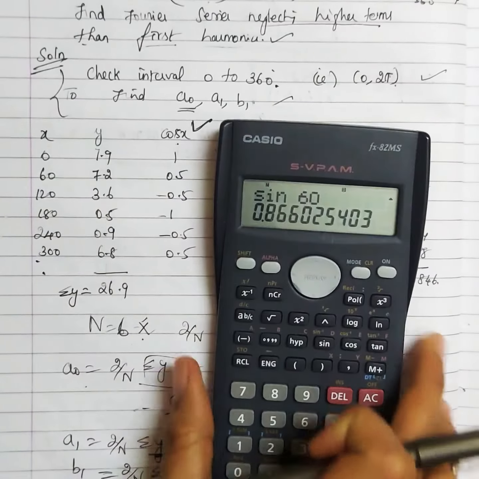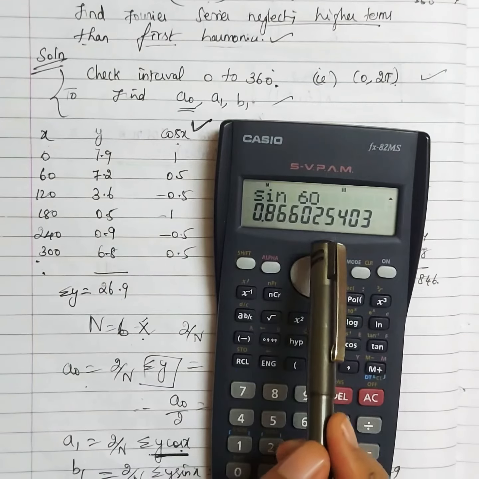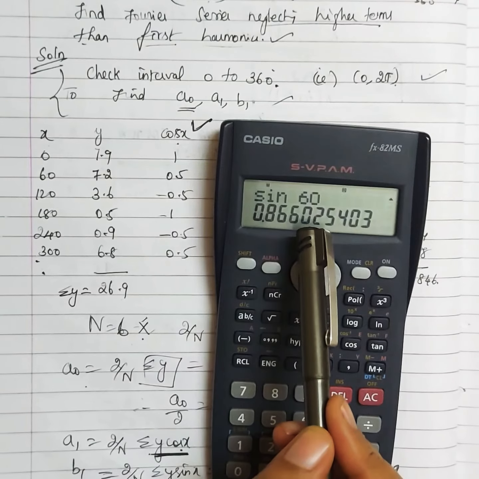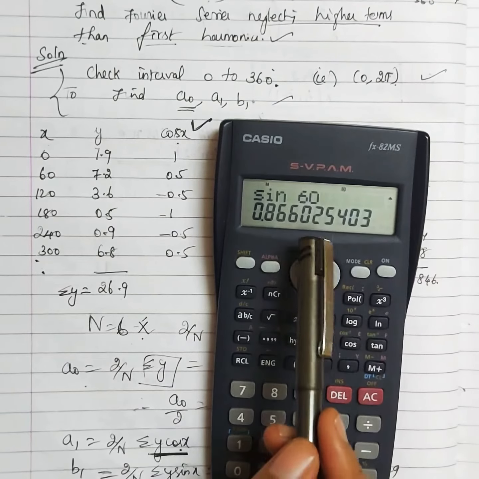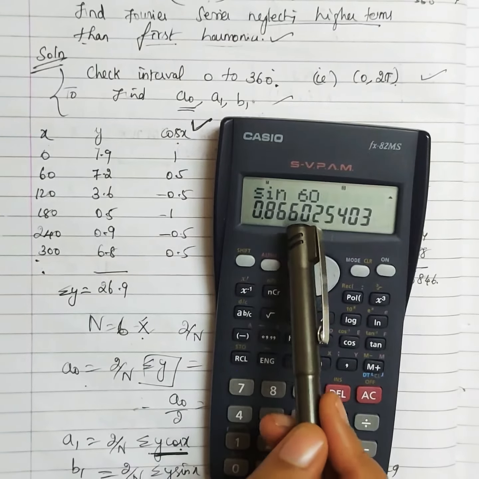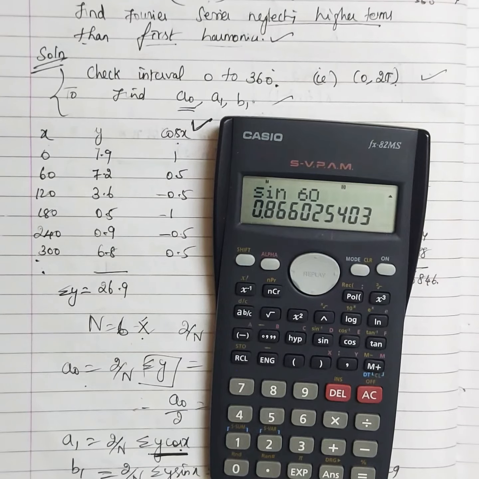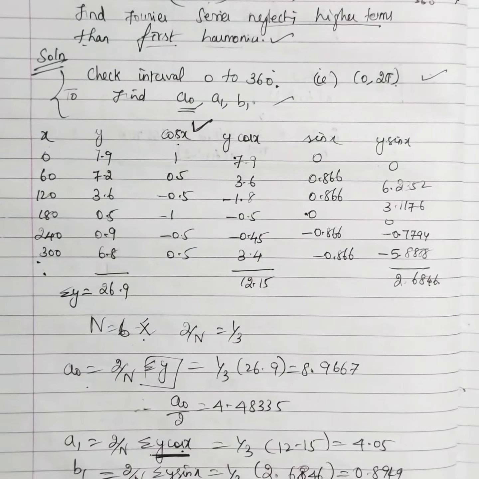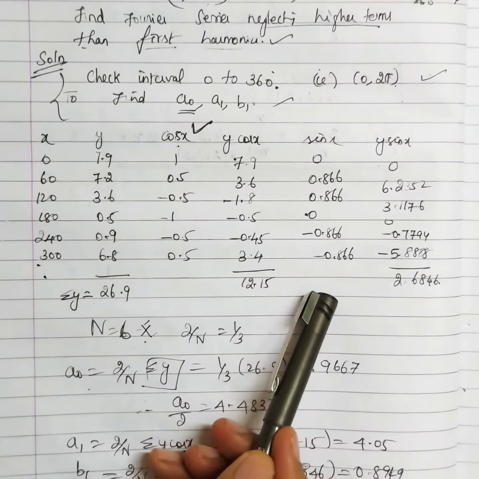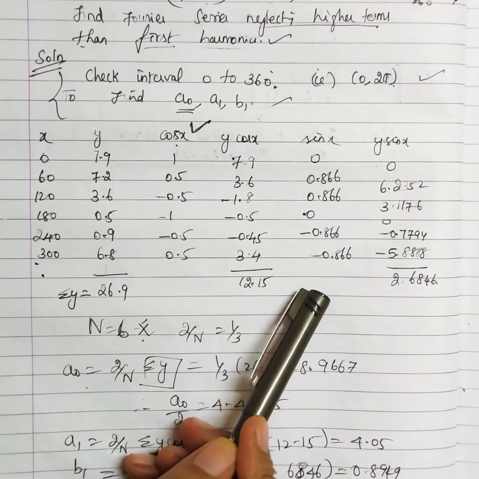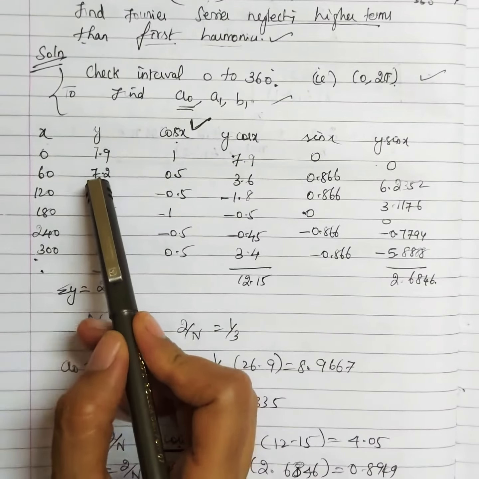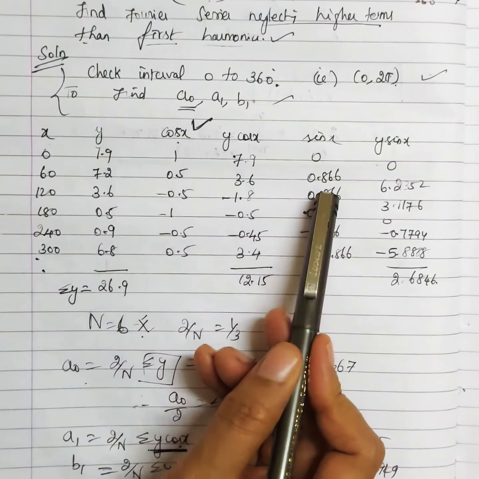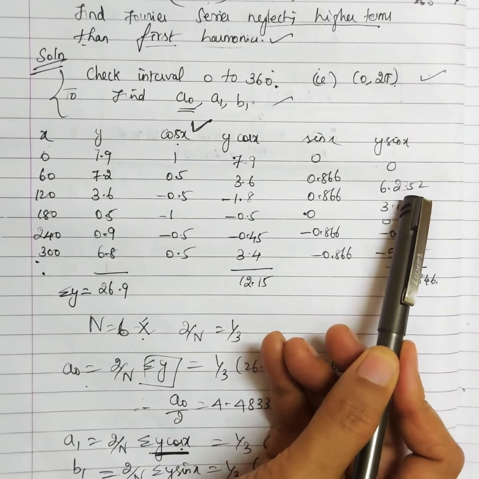In some other problem, say if it is 0.8665, in that case, what will you write? 0.8661. Truncation is very, very important in numerical methods. So we got all the sine values. Now what do we have to do? Multiply y into sin x. 7.9 into 0, 0. 7.2 into 0.86, the corresponding value we will write.